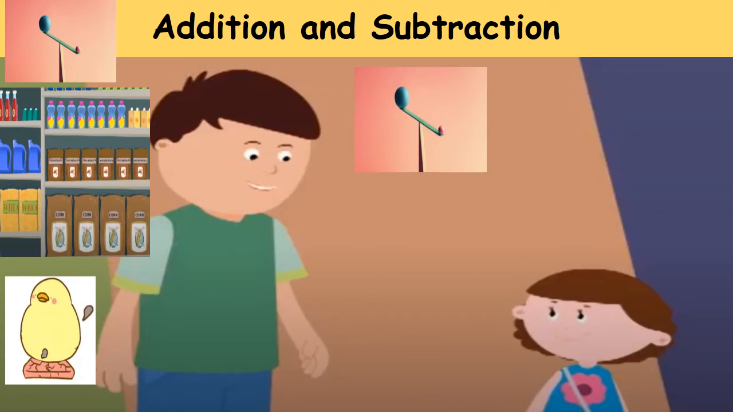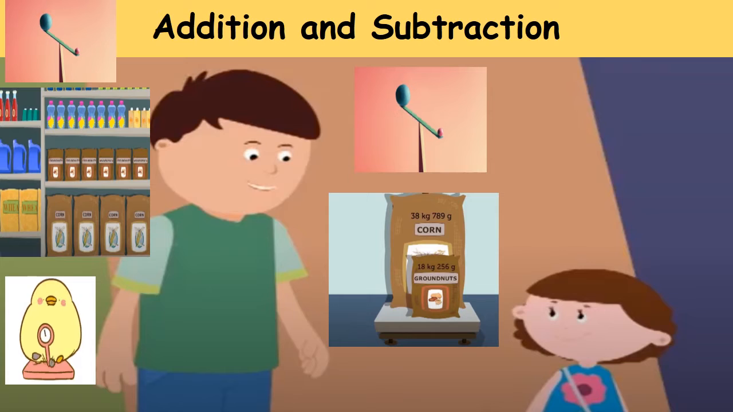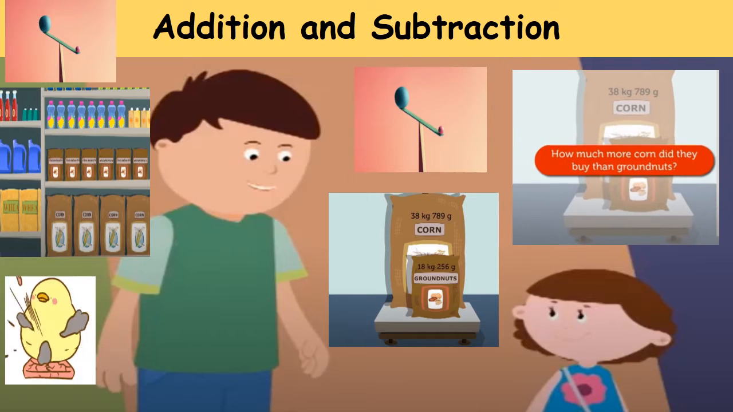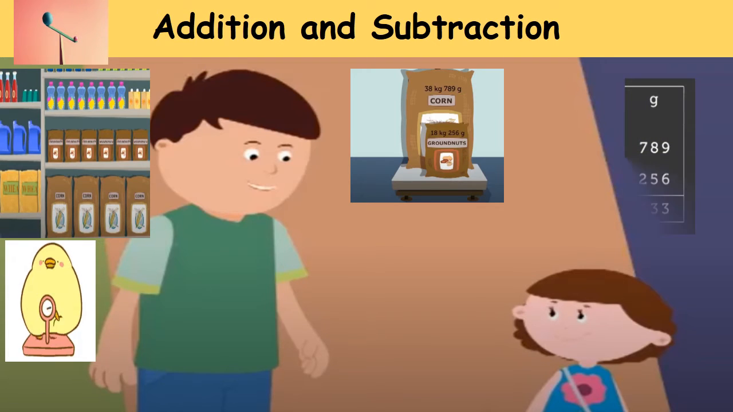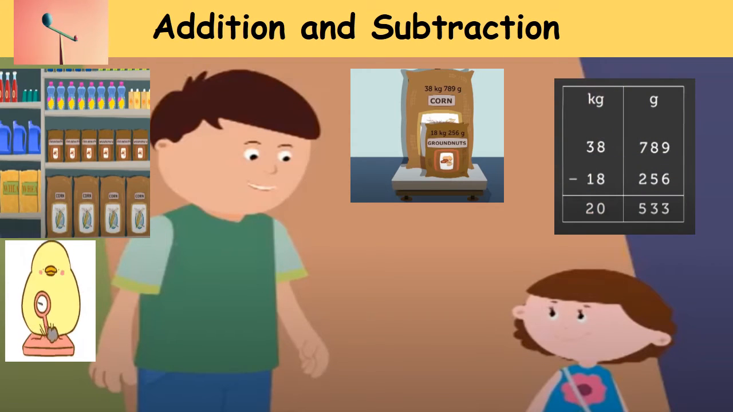After purchasing grains, they came to purchase corn and groundnuts. They bought 38 kg 789 grams of corn and 18 kg 256 grams of groundnuts. So, how much more corn did they buy than groundnuts? So, children, to know how much more corn they purchased than groundnuts, we shall do the subtraction of numbers.